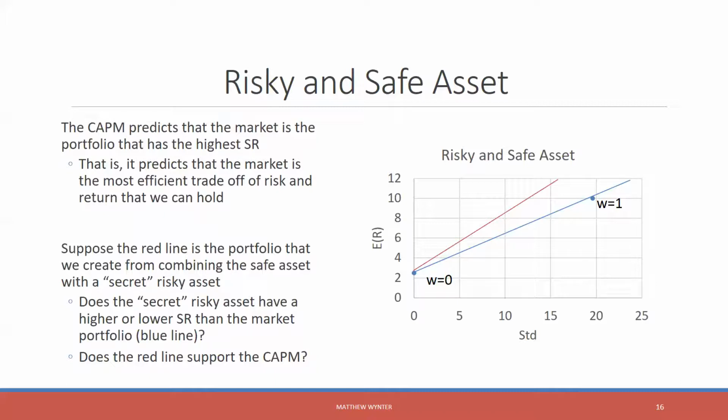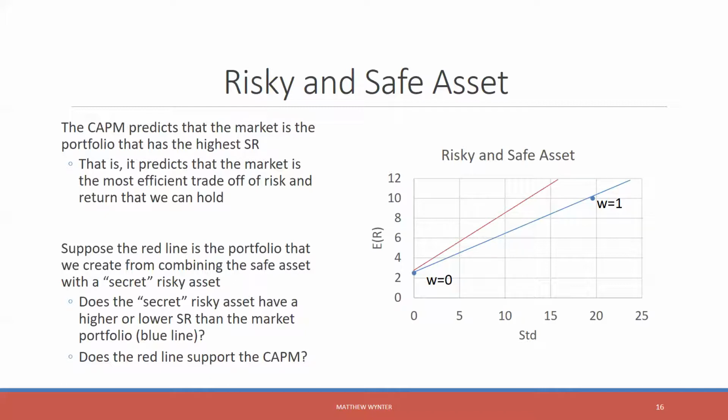So the CAPM predicts that the market is the portfolio that has the highest Sharpe ratio. That is, it predicts that the market is the most efficient trade-off of risk and return that we can hold. All right. Suppose the red line is the portfolio that we create from combining the safe asset with the secret risky asset. So notice how the red line is above and to the left of the blue line.